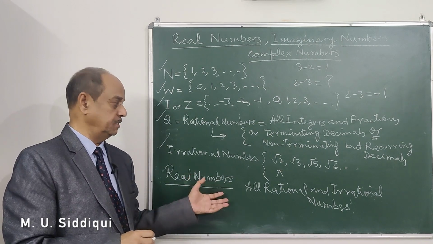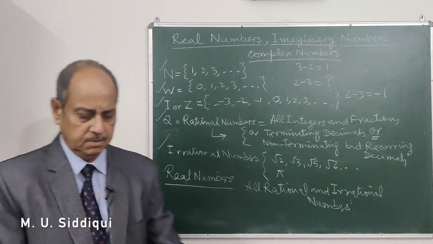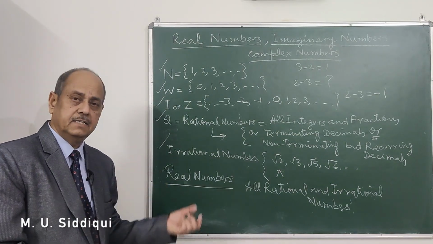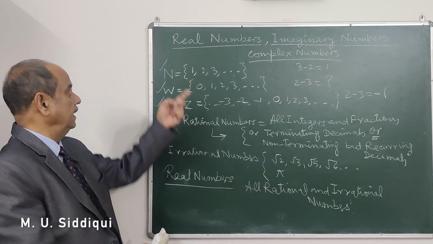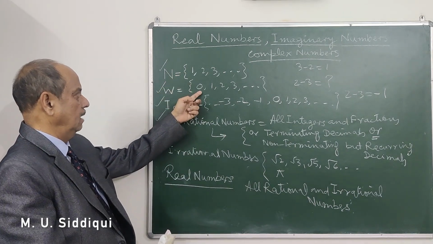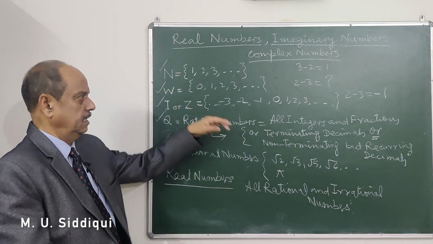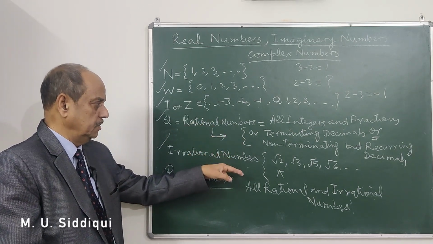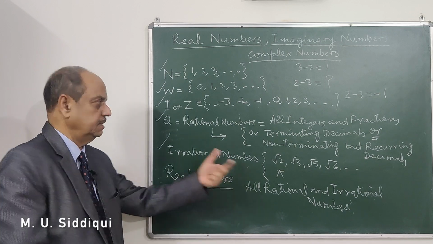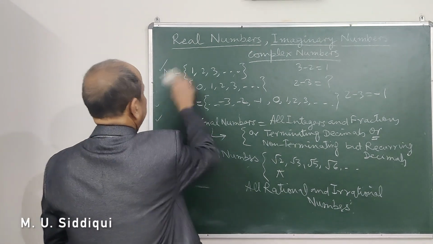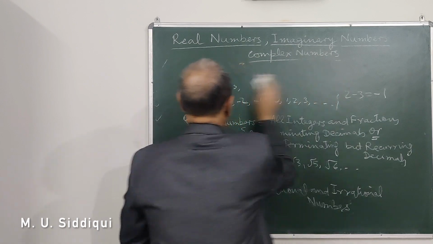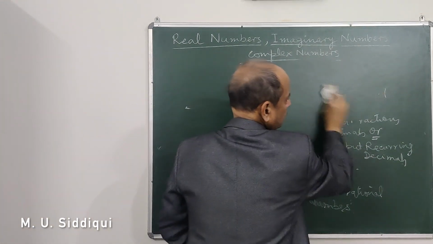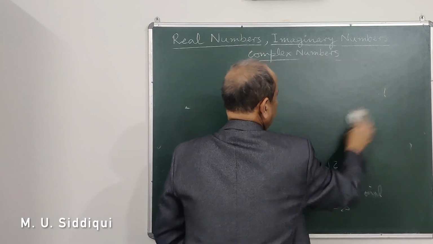Is this set sufficient to work out all the solutions, or do we come across situations where we realize that this set should be extended further, like we extended natural numbers to get the whole numbers, and that was extended to integers, and then including fractions we got the rational numbers, then including irrationals we got the real numbers. After that, I will tell you a situation where we realize that this set of real numbers is also not sufficient for our work.